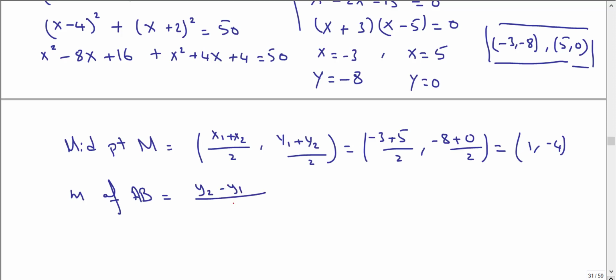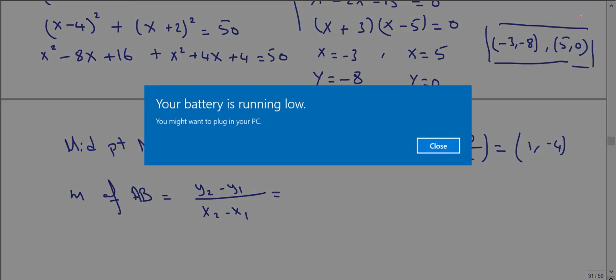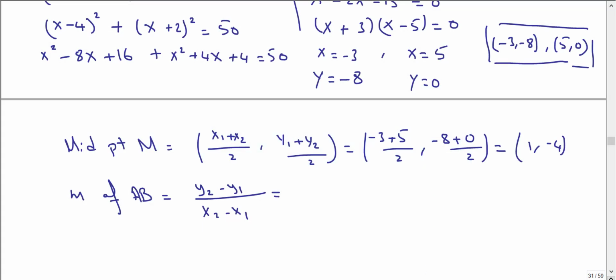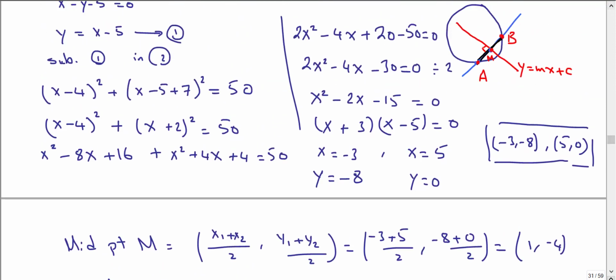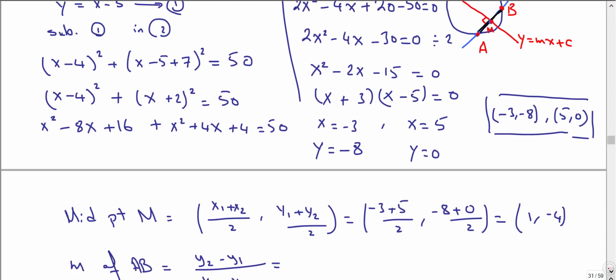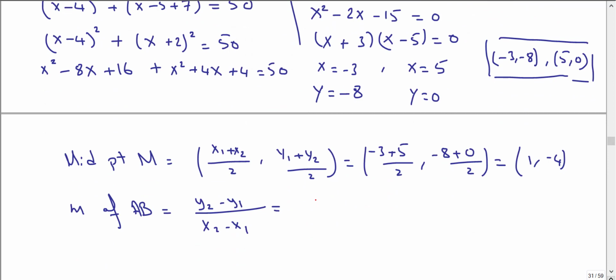y2 minus y1 over x2 minus x1. I'm finding the gradient of line AB. Find the gradient of AB first. The two points here are (5, 0) and (-3, -8). So 0 minus negative 8, that's 0 plus 8, over 5 minus negative 3, that's plus 3. So it's 8 over 8, that's 1.